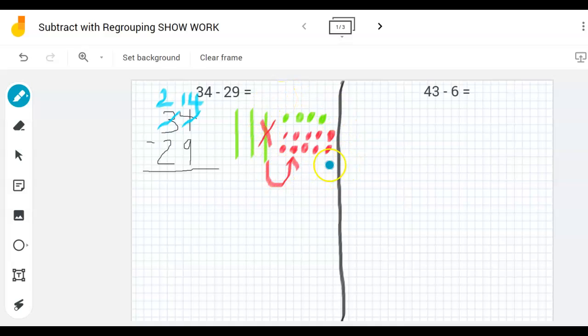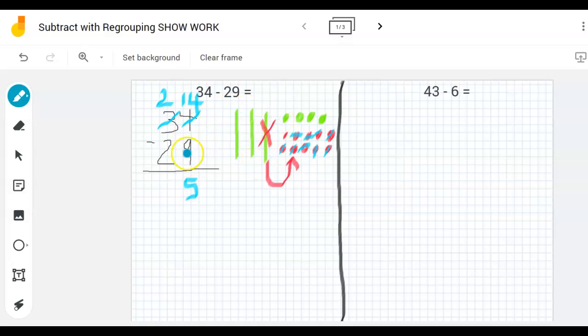So now I'm going to take away 9 ones. 14 minus 9. So let's mark them out. 1, 2, 3, 4, 5, 6, 7, 8, 9. So I took away 9 ones. I marked them out. How many are left? 1, 2, 3, 4, 5. So 14 minus 9 is 5.